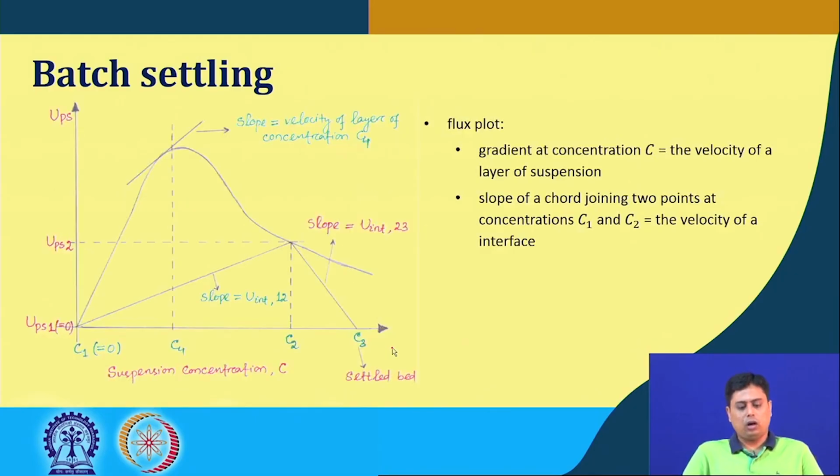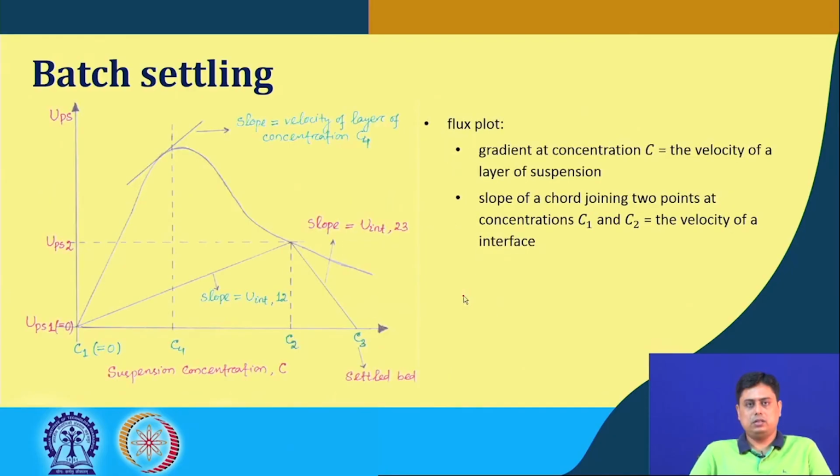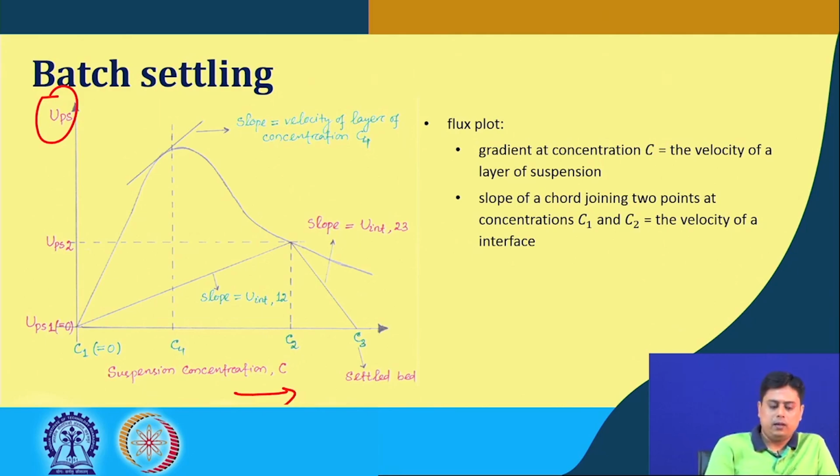That means in the plot of UPS and the concentration, its gradient at concentration C will give you the velocity for that layer of suspension containing the concentration C, isn't it? Because here you get this expression, this is the interface velocity, and this is the derivative of UPS with respect to C, the concentration. So, UPS versus C: at any point the slope of this curve will give you the velocity of the layer corresponding to that concentration.